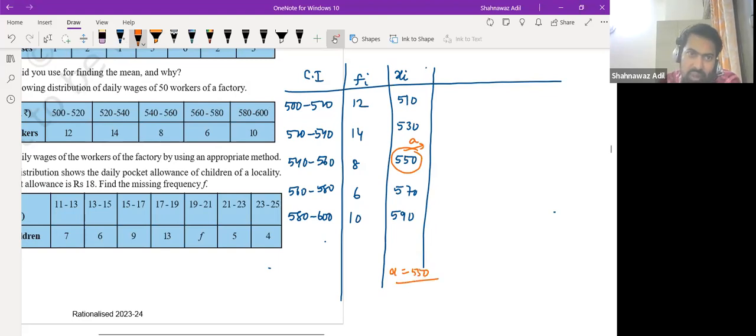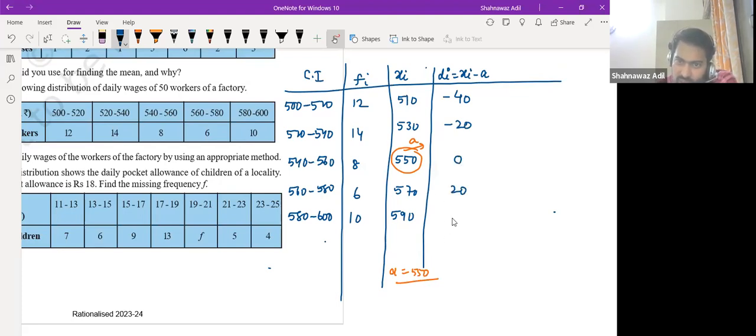Now let us calculate di, which is xi minus a. So 510 minus 550, so minus 40. Then 530 minus 550, so minus 20. Then 0, then this is 20, and then this is 40. Right, Rifa?